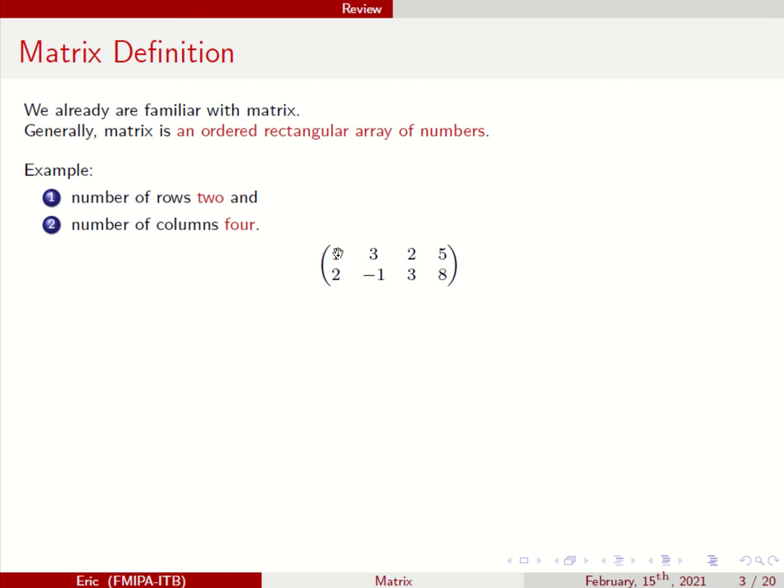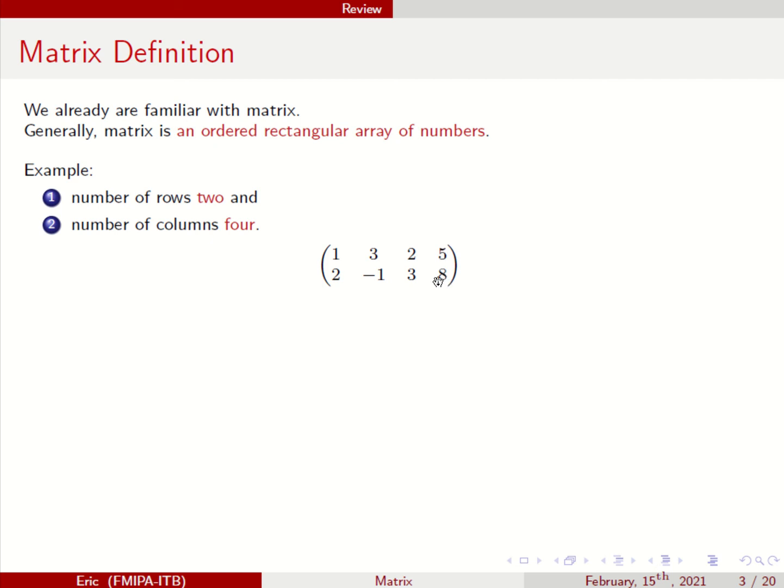This is a matrix. You have two rows here. This is the first row. You have four entries, 1, 3, 2, 5. And you have the second row. You have four entries also, 2, -1, 3, and 8. And you have four columns here. The first column is 1, 2. The second column is 3, -1. The third column is 2, 3. And the fourth column is 5, 8.